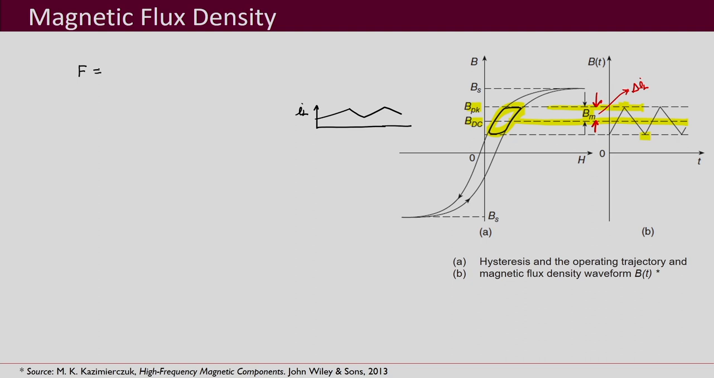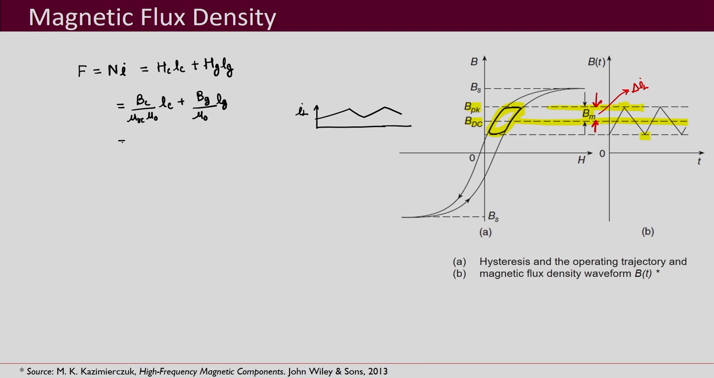So you know that your MMF is equal to ampere turns N into I, and that could be written as HC LC plus HG into LG, where HC is the magnetic field intensity in the core and LC is the magnetic path length. HG is the magnetic field intensity in the air gap, and LG is your air gap length. So if you want to express it in terms of B, we can write it as BC by mu RC mu 0 into LC plus BG by mu 0 into LG.